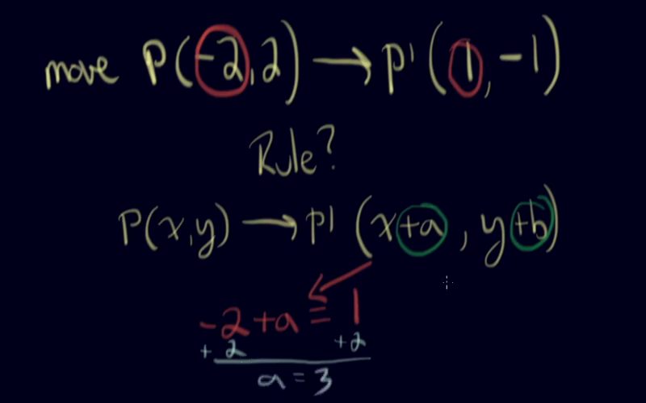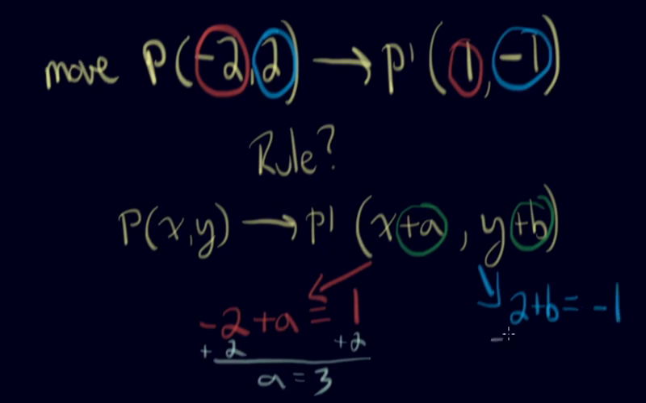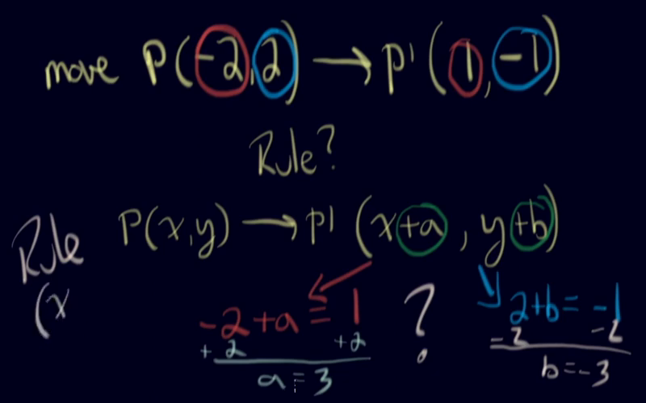Okay, so that's the first rule. Now the second rule for the y coordinate: I'm saying it's this 2 plus a number, I don't know what the number is, equals negative 1. Again, I'll use my handy dandy algebra skills. I'm going to subtract 2 from both sides. So b would equal negative 3. Okay, so now, what's the actual rule? If I had to summarize this, the rule is this. For the x coordinate, I have to add 3. And for the y coordinate, I have to subtract 3. And that's the rule. That's what we can apply to this translation. Pretty cool, right? Absolutely. We'll do one more, just for fun.